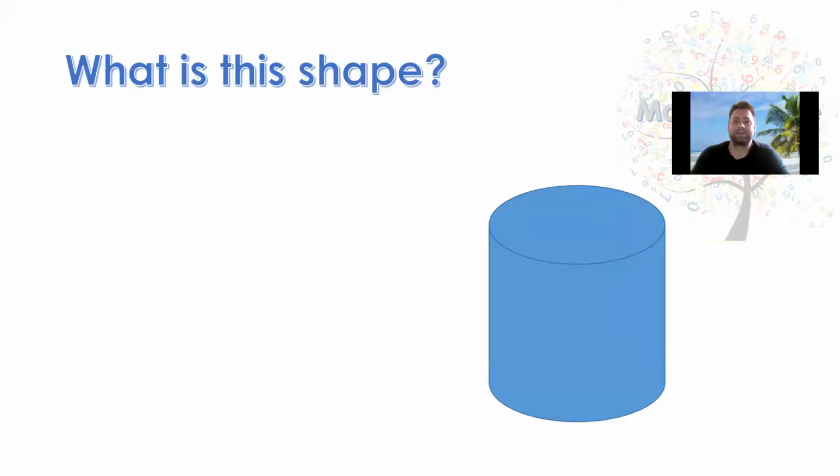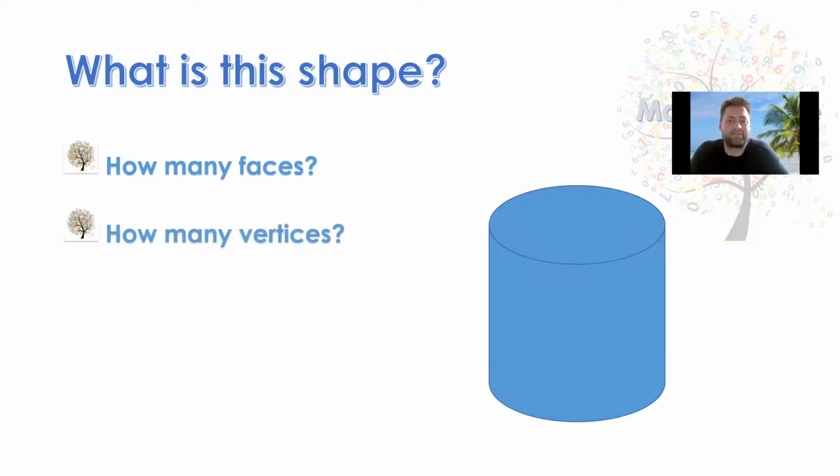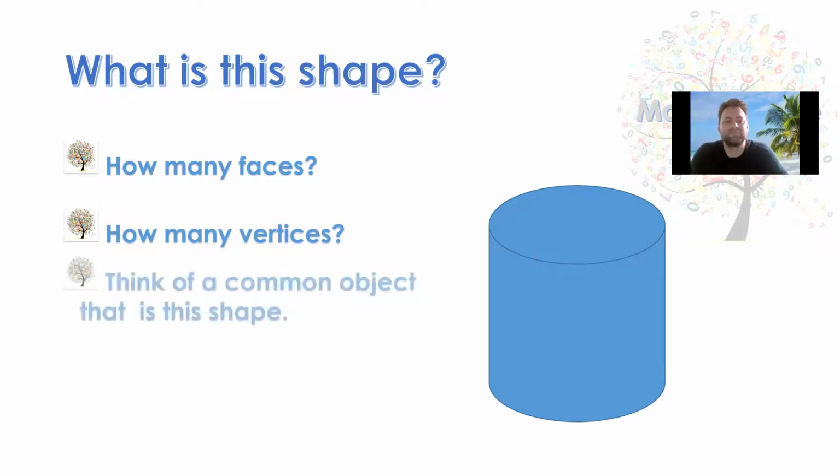Now, what is this shape? Have a little think. Think about how many faces this shape has. How many vertices does it have? That means how many corners. And then think of an object that is very similar to the shape. You can pause the video here and have a think about that. I'm now going to go through the answers with you.